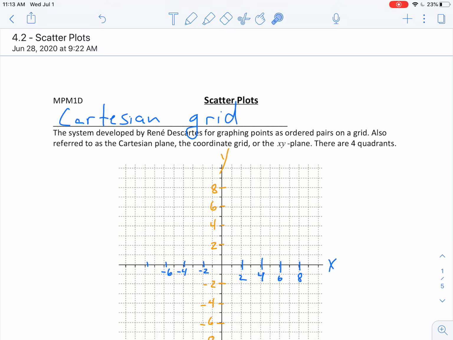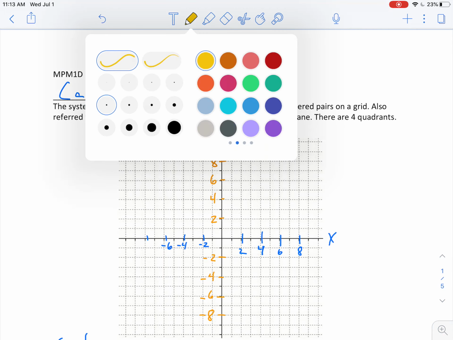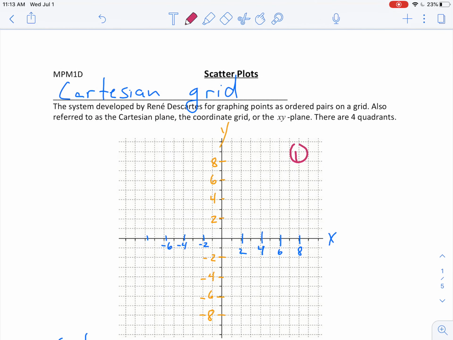Let's dive into more detail about scatter plots. So the Cartesian grid is the system developed by René Descartes for graphing points as ordered pairs on a grid, also referred to as the Cartesian plane, the coordinate grid, or the xy plane. There are 4 quadrants, and those quadrants are 1, 2, 3, and 4.